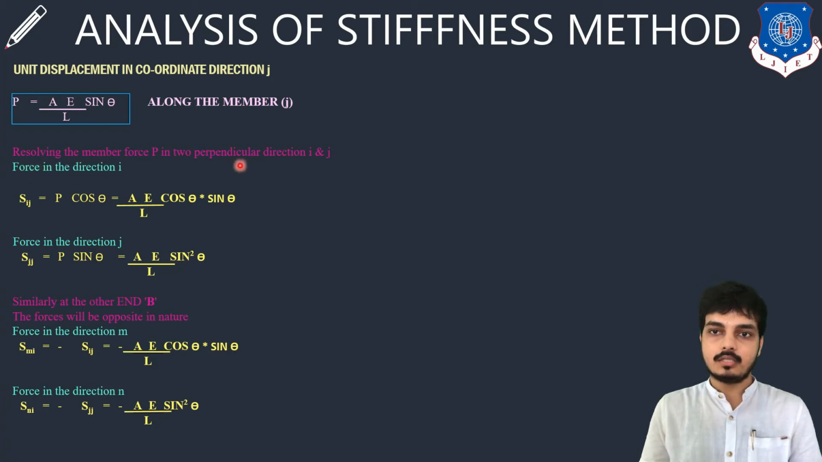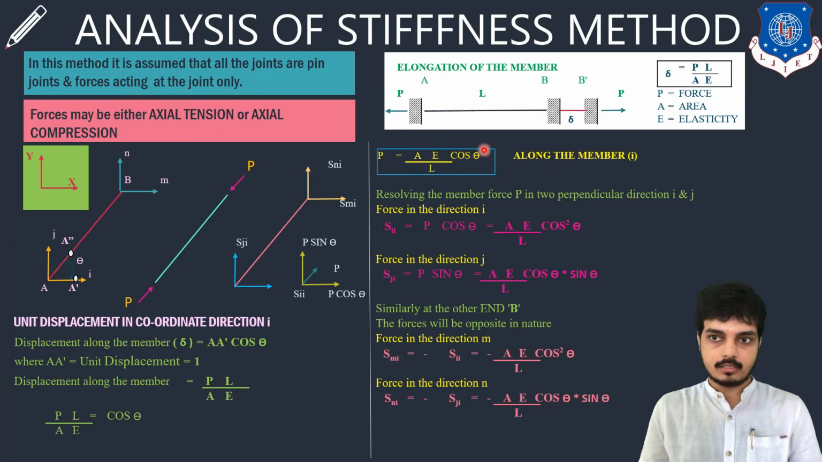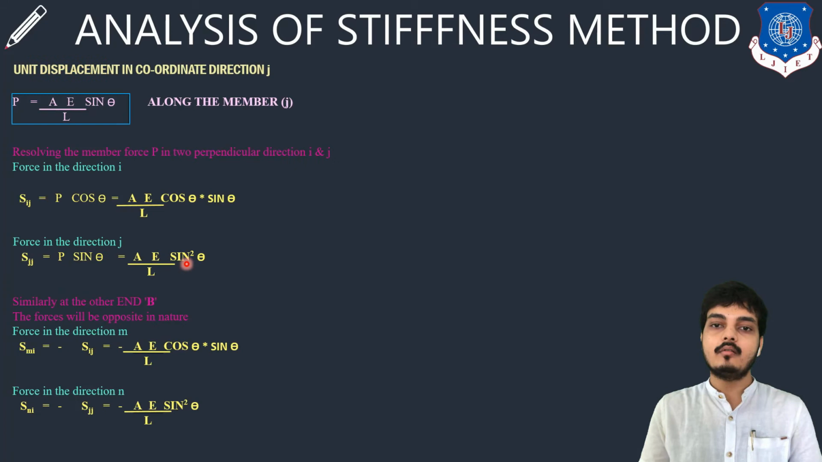Resolving the member P force in two perpendicular directions. Force in the I direction is nothing but P cos theta. But in place of P, it is A upon L sin theta. Previously it was A upon L cos theta, so it became cos square theta. Now here it will become cos theta into sin theta, because now my P value is in sin form. And in the J direction, it will become sin square theta. Now, these are also opposite to SII and SJI. It is SIJ and it is SJJ.